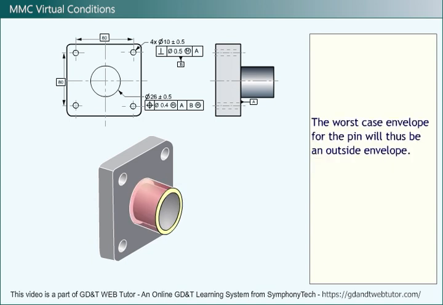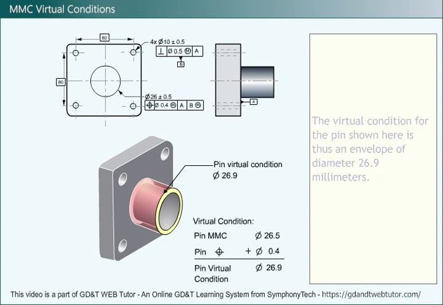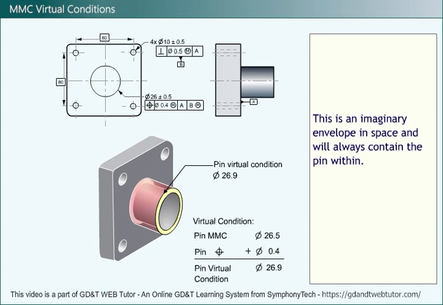The worst-case envelope for the pin will thus be an outside envelope. This is the envelope of combined extreme variation on account of the tolerance of size and the tolerance of position. The virtual condition for the pin shown here is thus an envelope of diameter 26.9 mm. This is an imaginary envelope in space and will always contain the pin within.